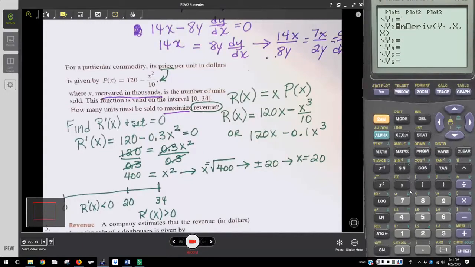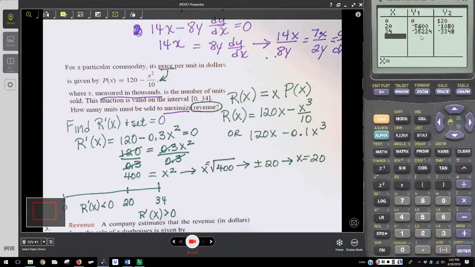your original function is x times the price function. And the price function was 120 minus x squared. And if we let y2 be the derivative of x times 120 minus x squared, then we can set the table up so that it lets us ask for values. Go look at the table, and at x equals 0 and at x equals 20, and at the other end of the interval when x equals 34, remember what you're looking at here is not the value of y.